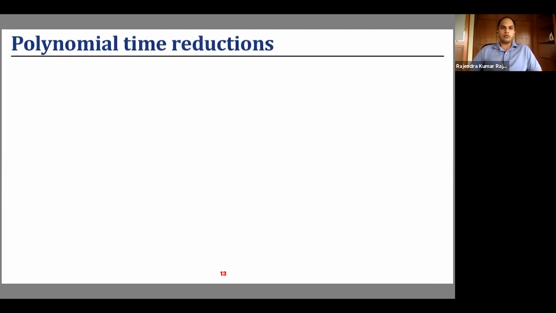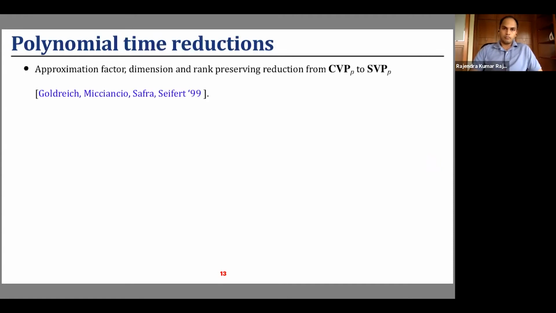So now let's talk about what we know in polynomial time reductions. When we look at the reduction between CVP and SVP in the p norm, where we preserve the norm, we know an efficient reduction which preserves the approximation factor, the dimension, and the rank. But in the other direction, the reduction is only known in the L2 norm, and in this one we lose at least a square root of m approximation factor. So the reduction is from gamma squared times square root of m approximation of CVP in the L2 norm to gamma approximation of SVP in the L2 norm. So these are the only two polynomial time reductions we know between CVP and SVP.